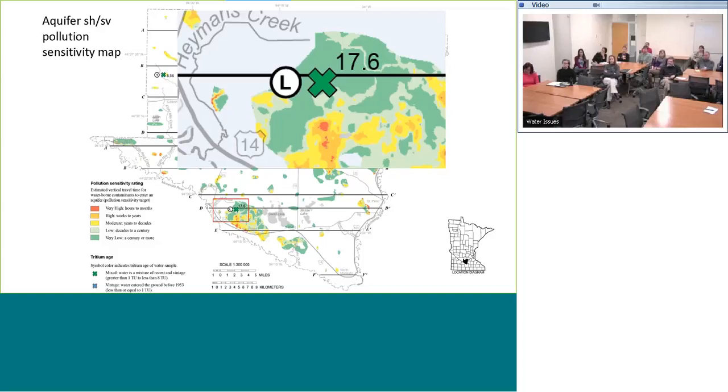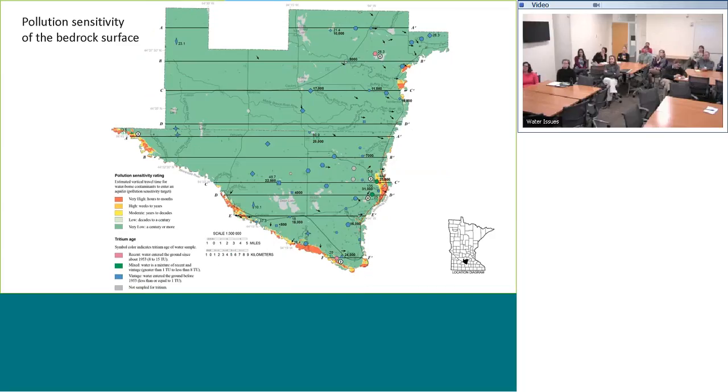Now I'm going to talk about, we make two different types of pollution sensitivity maps, so we'll talk through those. The first type of pollution sensitivity map that we make is pollution sensitivity of the near surface materials. This map is essentially, we're trying to model how long it takes water at the surface to reach a depth of 10 feet. We model the first 3 feet as being soil unit, and the next 7 feet as being a superficial geologic unit.